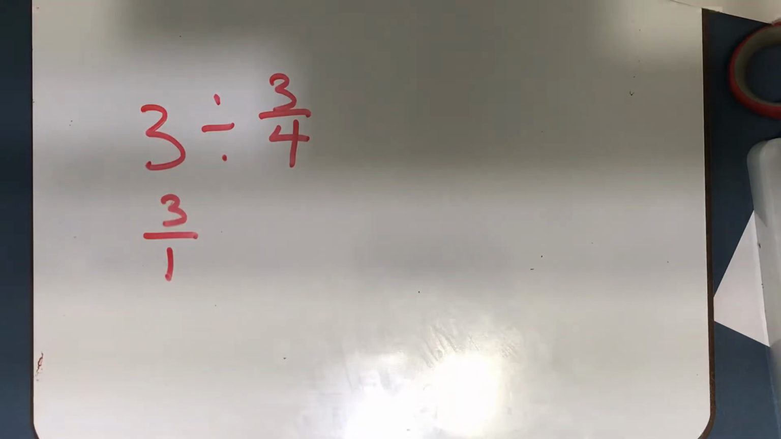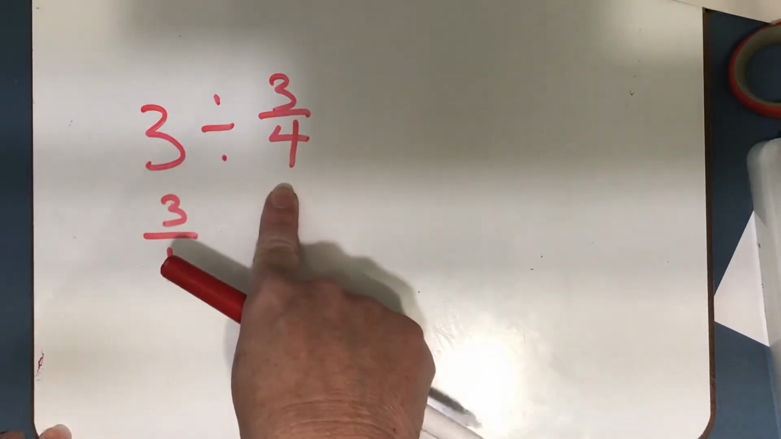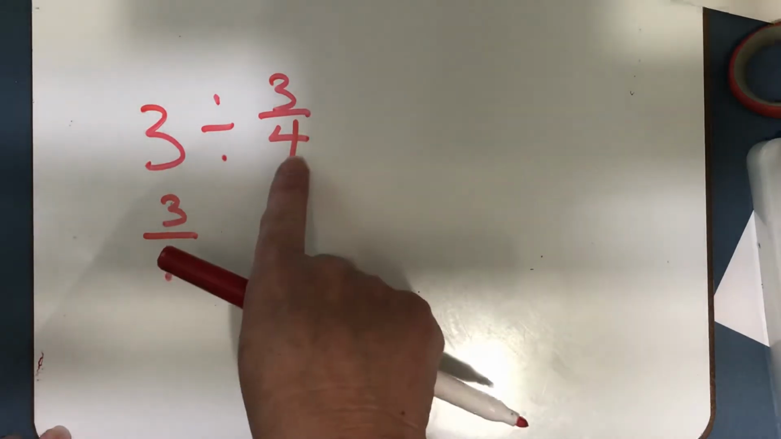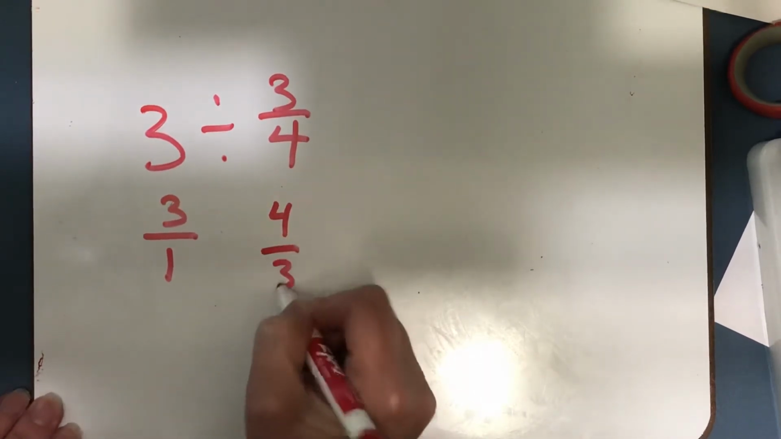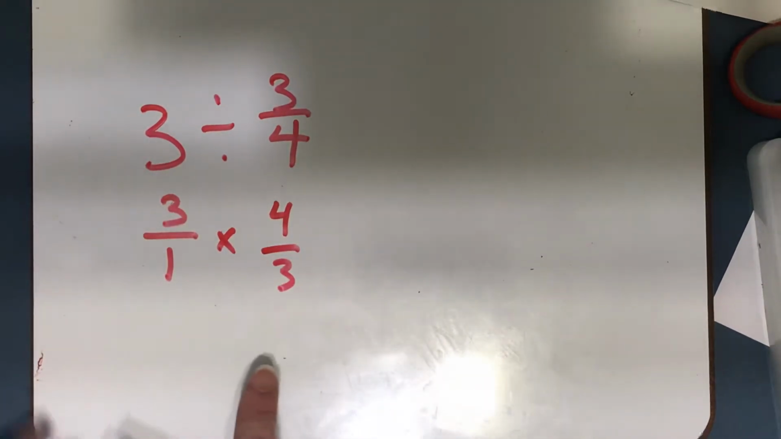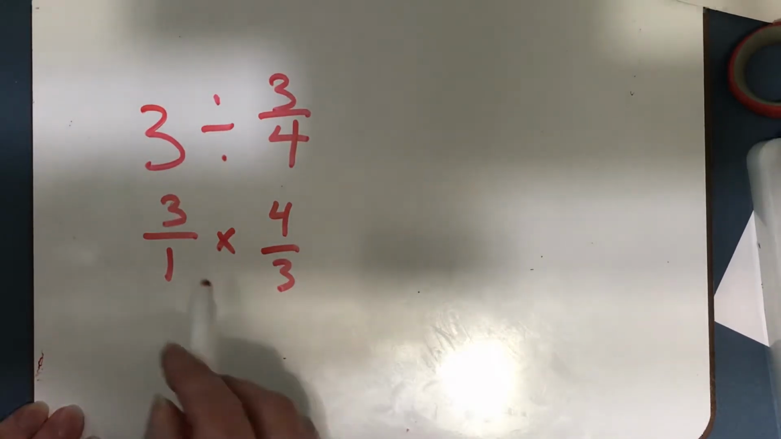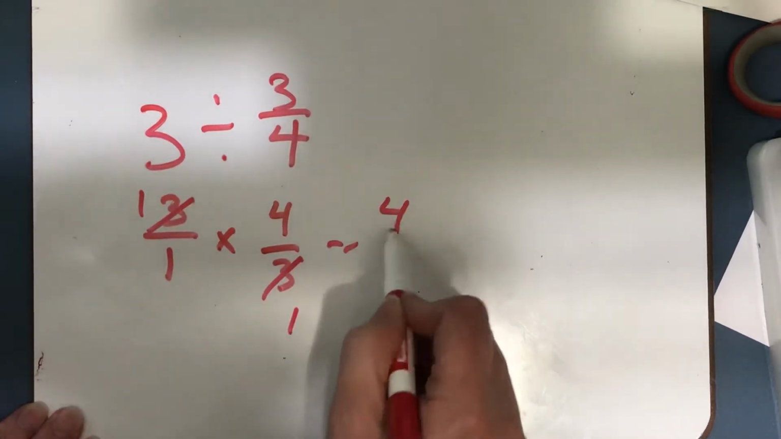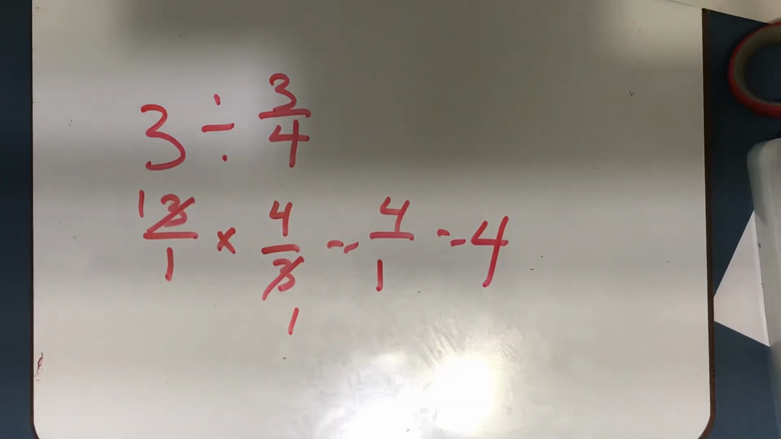The second step is that I multiply by the reciprocal of my divisor. Here's my divisor, 3/4. Remember, we did this yesterday. Reciprocal is when I switch the numerator and denominator. So the reciprocal of 3/4 is 4/3. And I multiply by the reciprocal of my divisor. Then I just multiply, just like regular multiplication of fractions. So I can simplify here, and I get 4/1, which equals 4. So 3 divided by 3/4 equals 4.